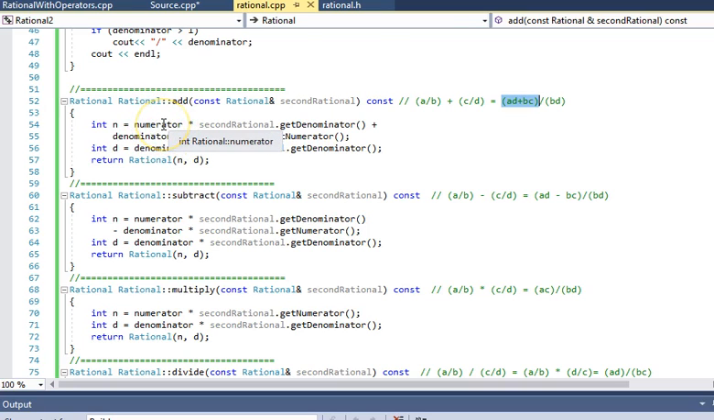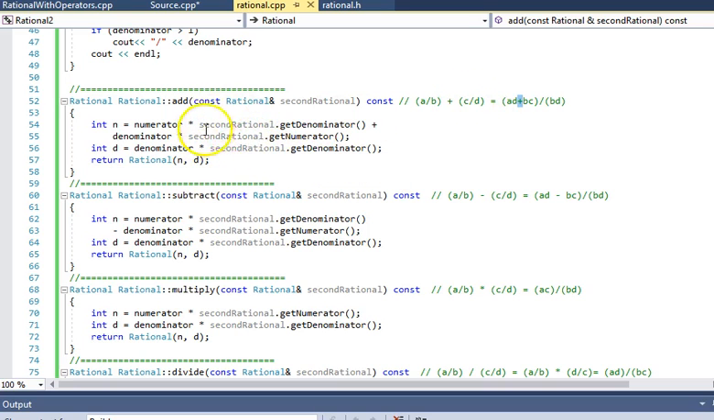So the numerator is multiplied by secondRational.getDenominator, where secondRational is the parameter. The numerator of the first fraction, that's a, is multiplied by the denominator of the second fraction. So a is multiplied by d here, and added to that. The plus sign here is the plus sign in the expression. Then the denominator of the first fraction, that is b, times the numerator of the second fraction, that is c.